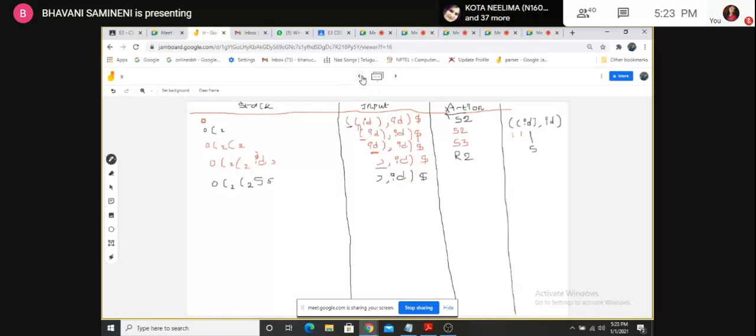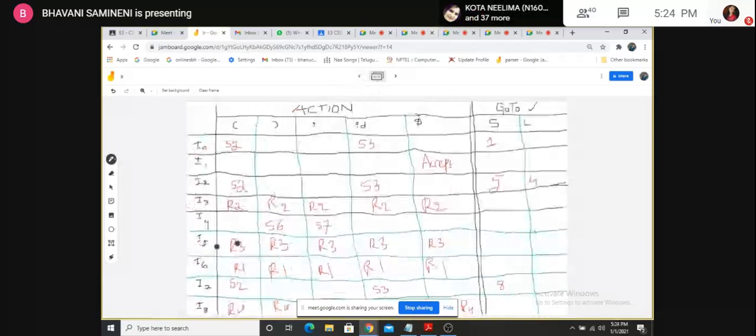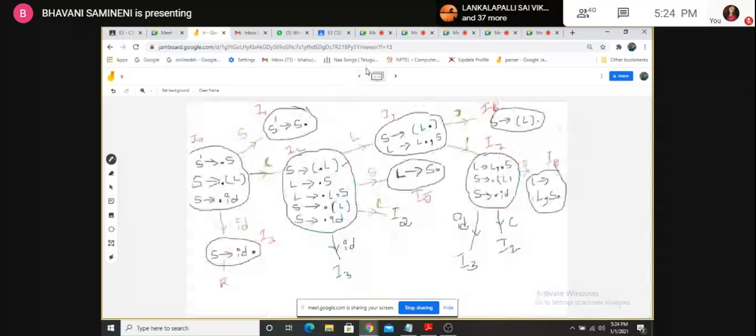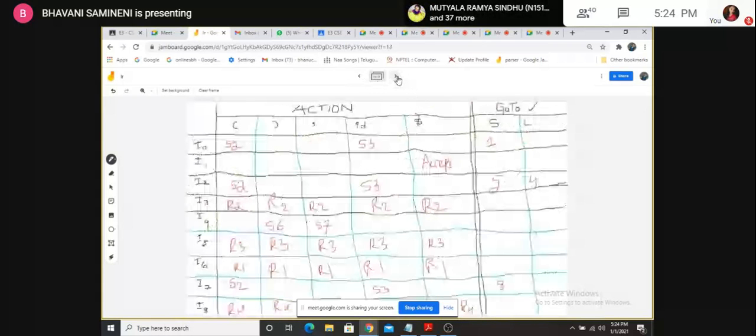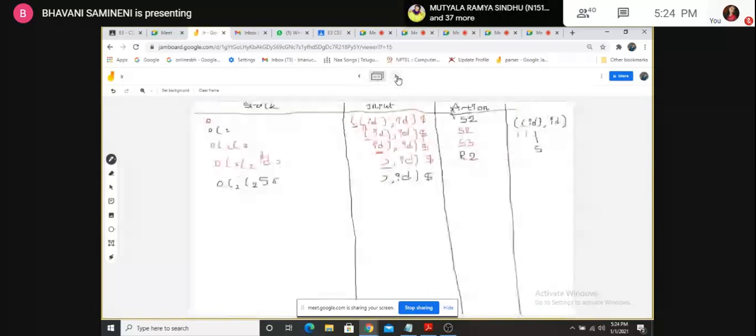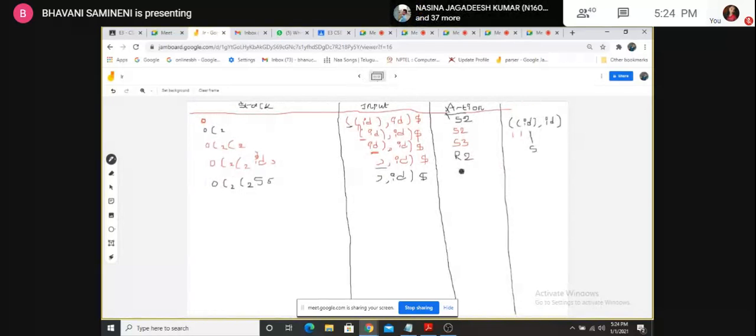I5 and closed parenthesis, that's the task. I5 on closed parenthesis, what is the action? R3 action. R3 means L derives S, right? R3 we have to mention. L derives S means this S can be reduced to L. That's the meaning. Okay, so I'll write it here.